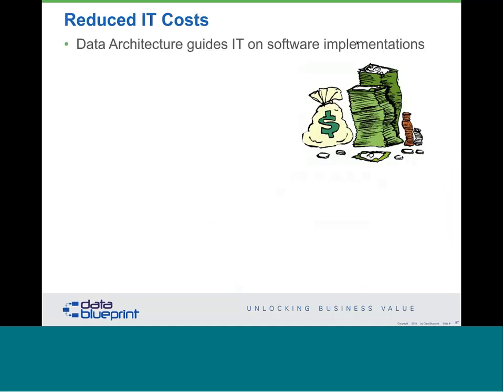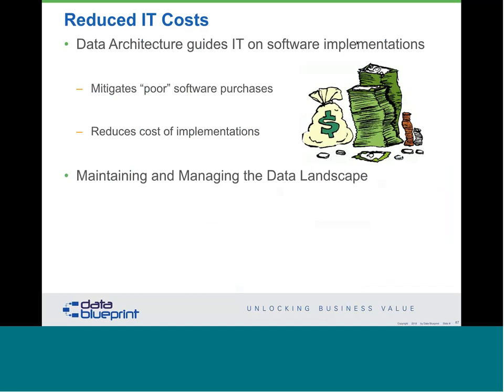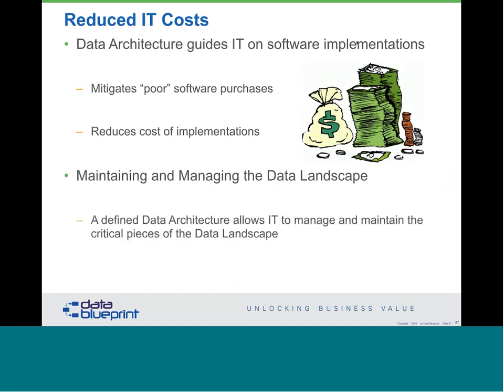As far as reducing costs, it was amazing. Again, guiding IT on software implementation, when we said these are the needs of it, we found out very clearly that some software that was proposed for the organization didn't work, and other software that was proposed for it did work very, very well. So again, it mitigates the occurrence of poor software practices, because usually you only discover that the software doesn't work after you install it and get it to run, and that's really the last place you want to discover it. It, of course, also reduces the cost of implementations, which means we could do a better job maintaining and managing the data landscape.